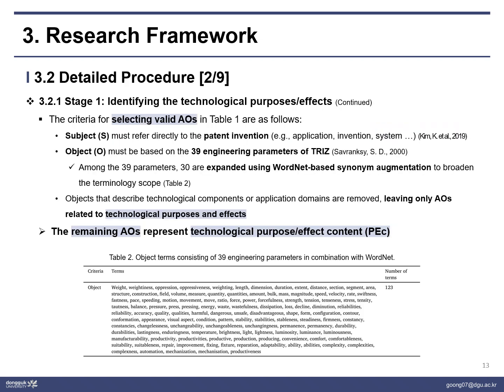The criteria for selecting valid AOs are shown in Table 1. The subject should be a term referring to the invention, and the object should correspond to a TRIZ engineering parameter. The remaining AOs represent P, C, which indicate technological purpose and effect.